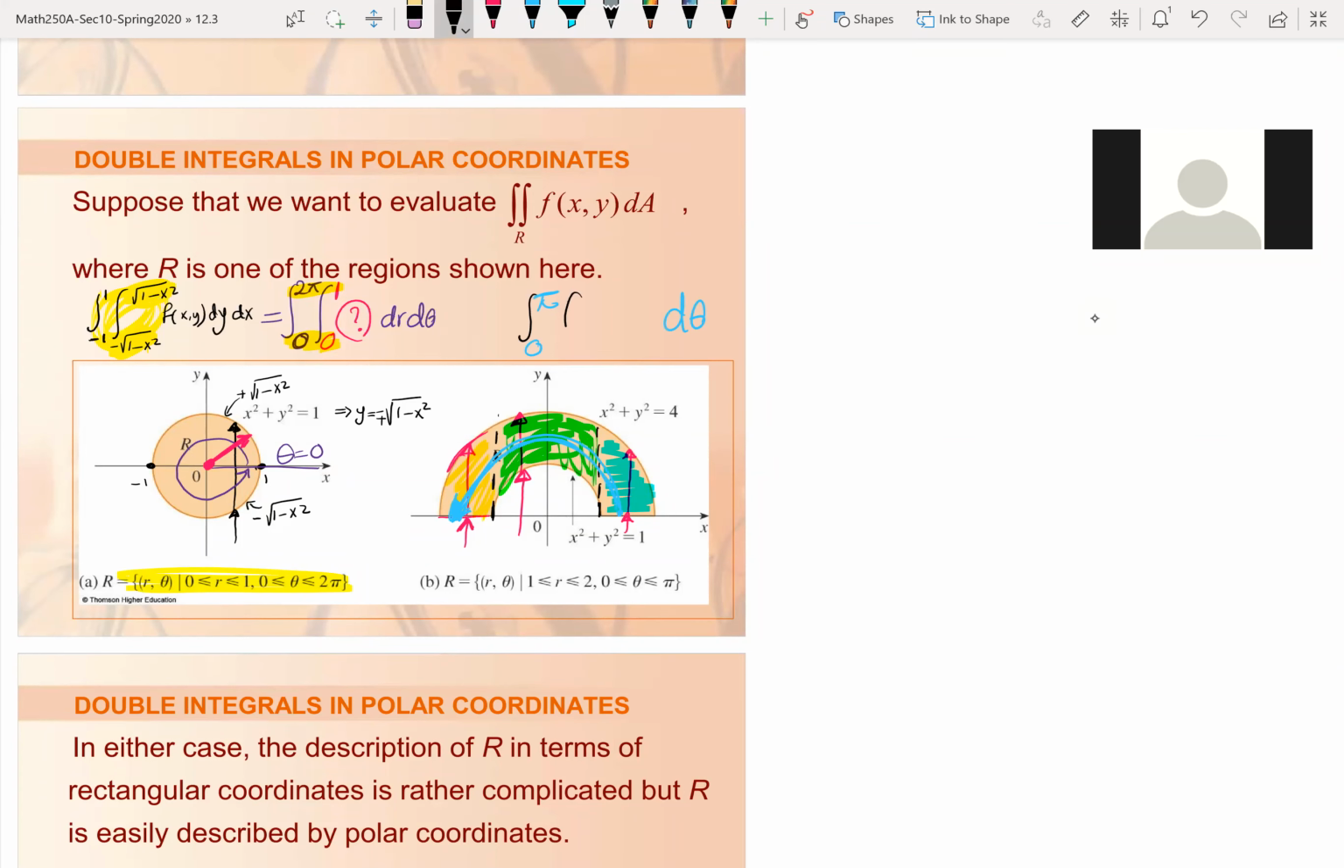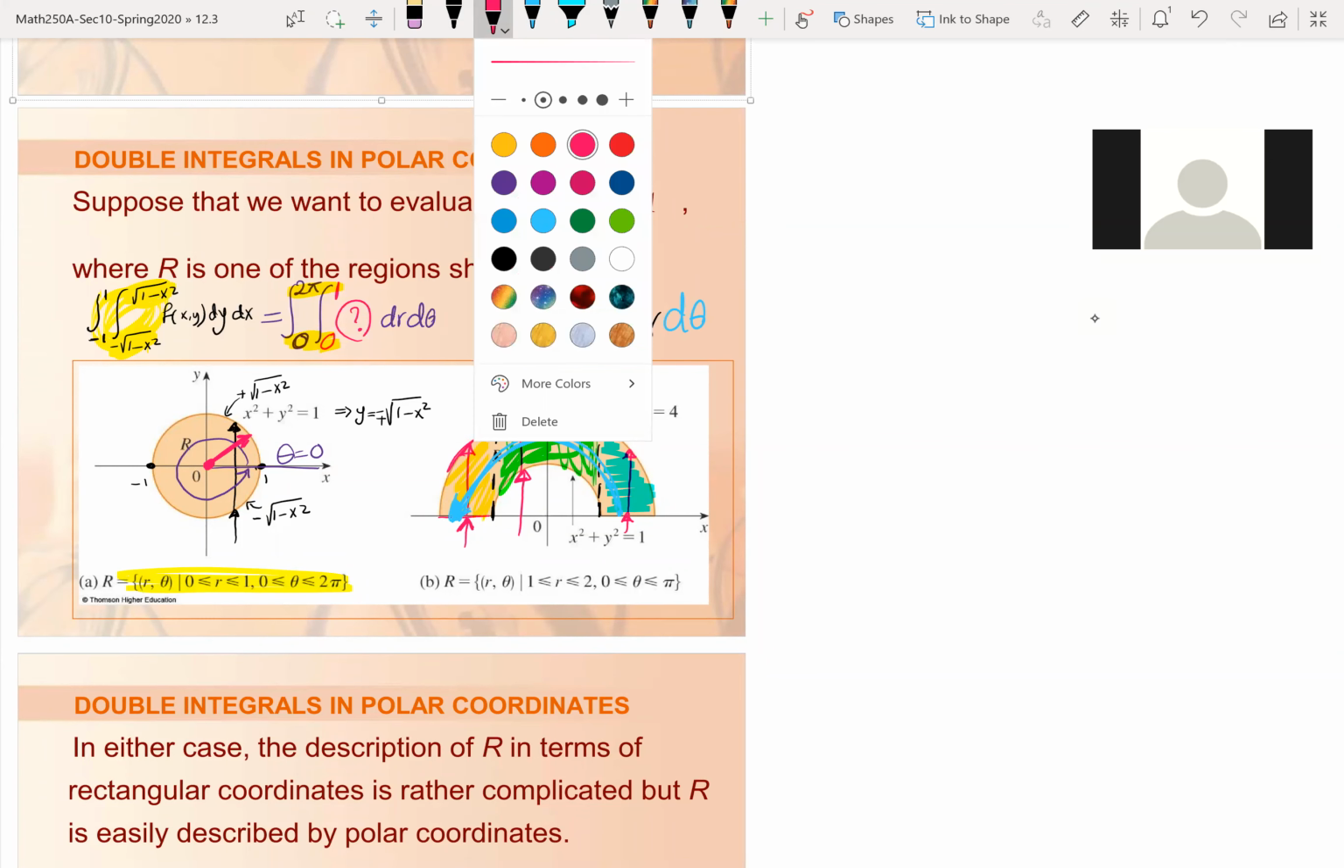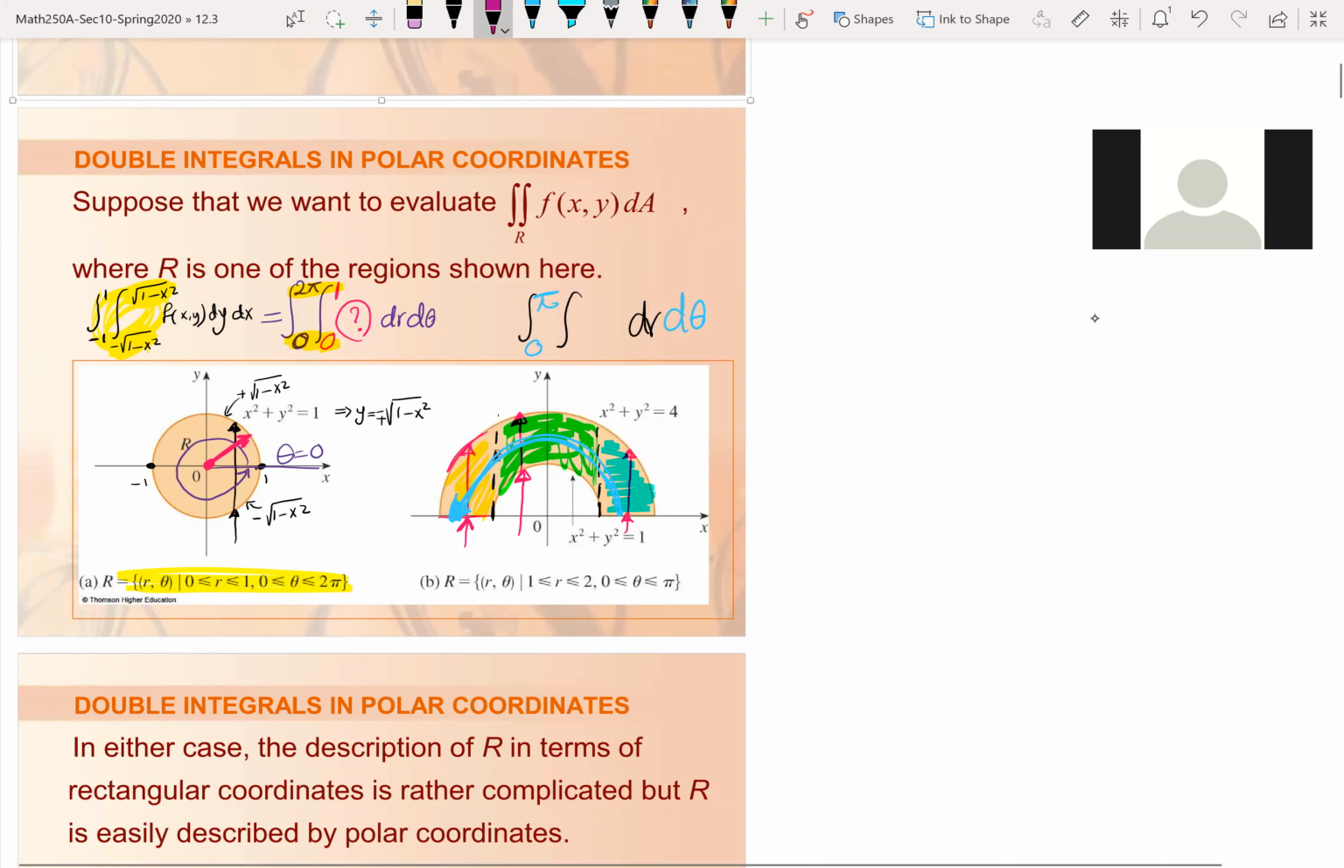And then if I'm moving to the r, since r is always pointing out from the origin, if I can use a different color, like purple, then it's just starting from here and ending here. So it's starting from radius of 1 and ending at radius of 2. And then I have to know what's the integrand, which is really the lecture today.